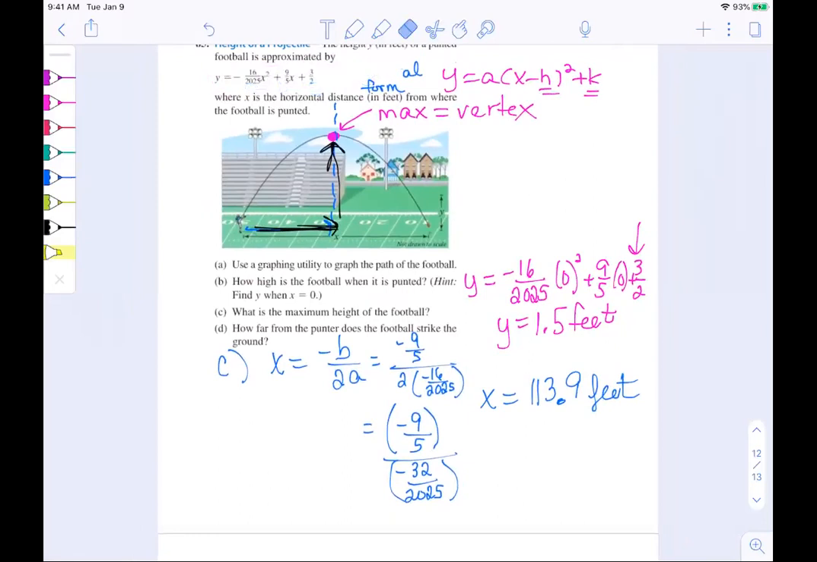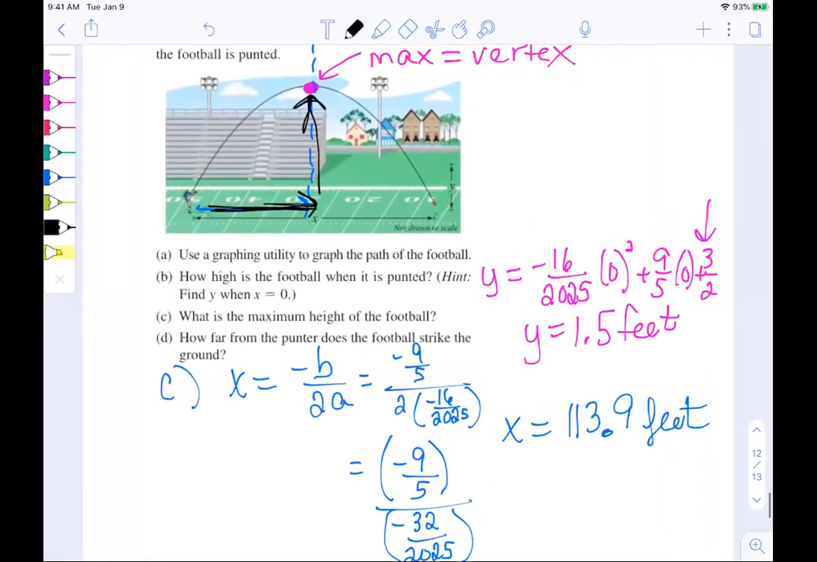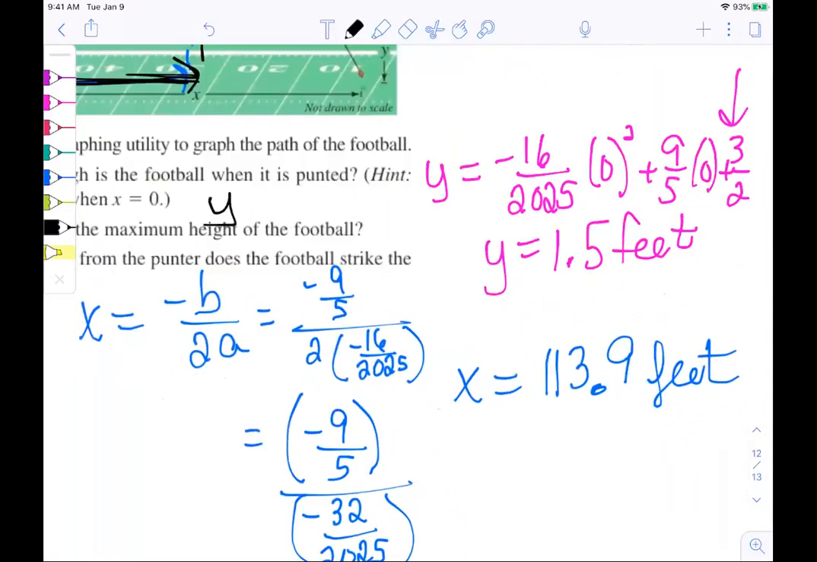So think about, I have X. What do you usually do if you're trying to find the height, if you know the X value? Plug it into the equation. Yeah, plug it into the equation because the height is our Y. So how high something goes is always the Y variable. So if I take that 113.9 and plug it into the original equation, we should then have how high the football would go.